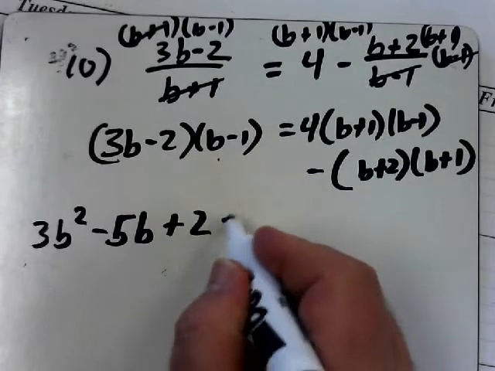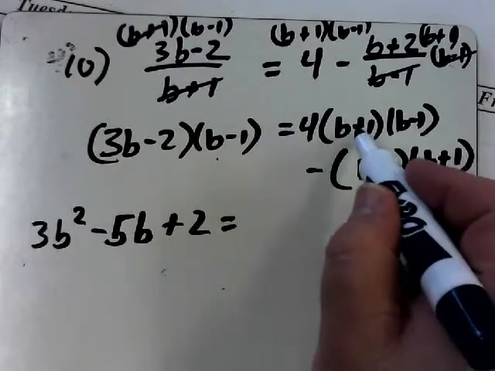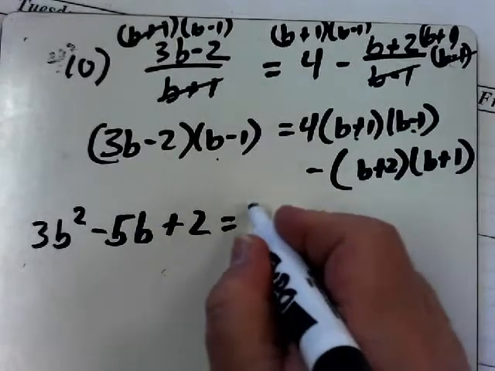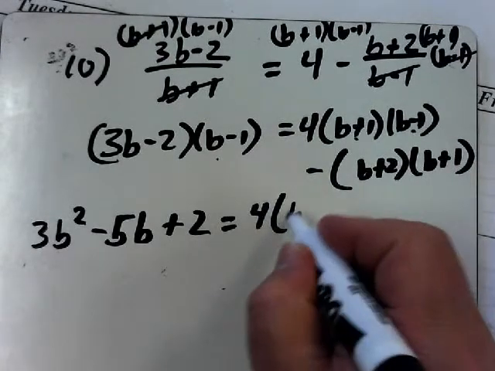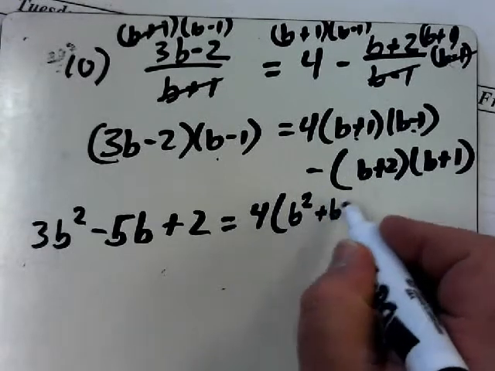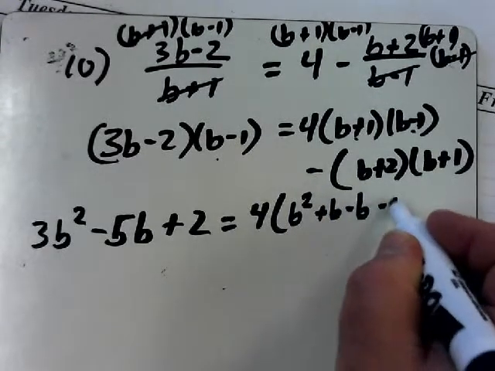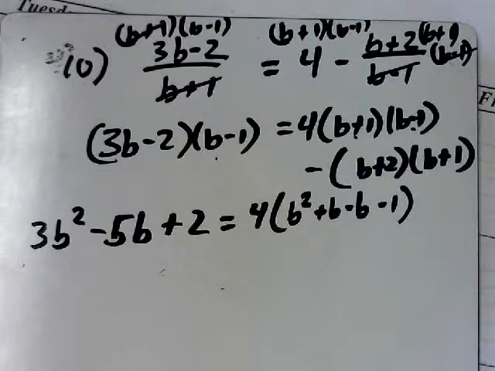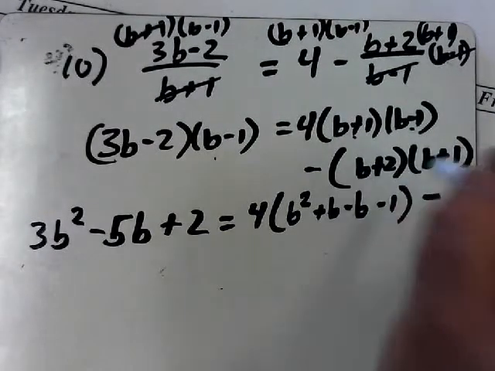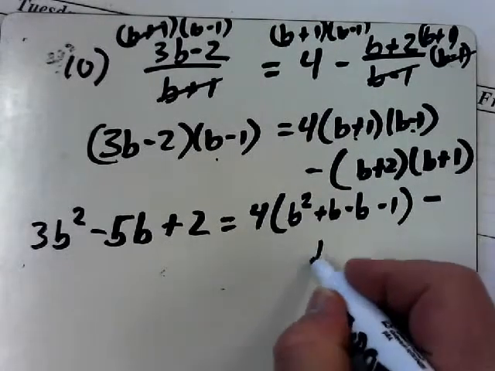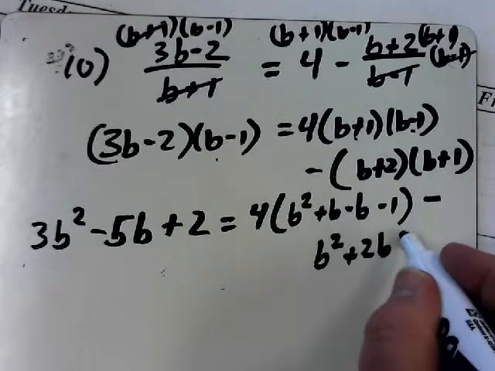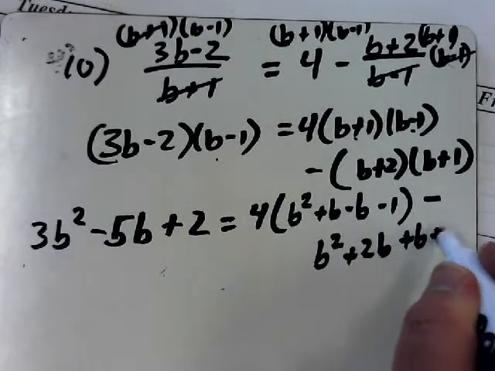Okay. Over here, first thing I'm going to have to do is multiply the b plus 1 and the b minus 1, which would give me 4 parentheses b squared plus b minus 1, minus, now I have to FOIL the last two, which would be b squared plus 2b plus b plus 2.